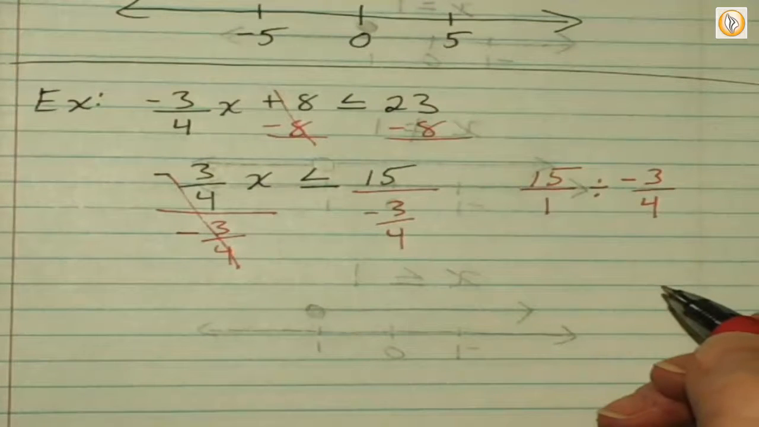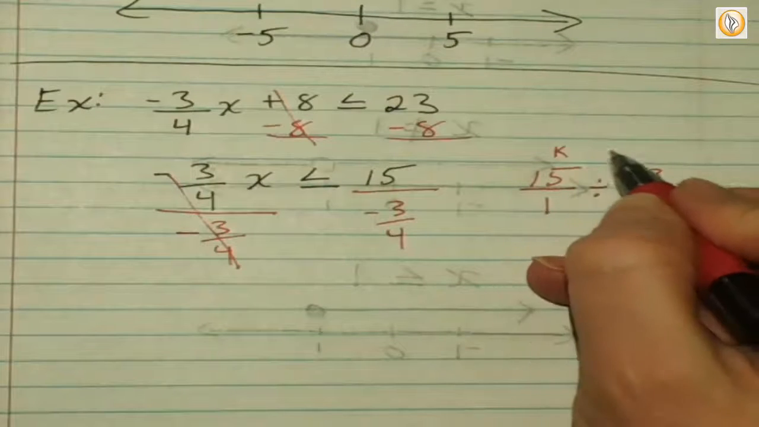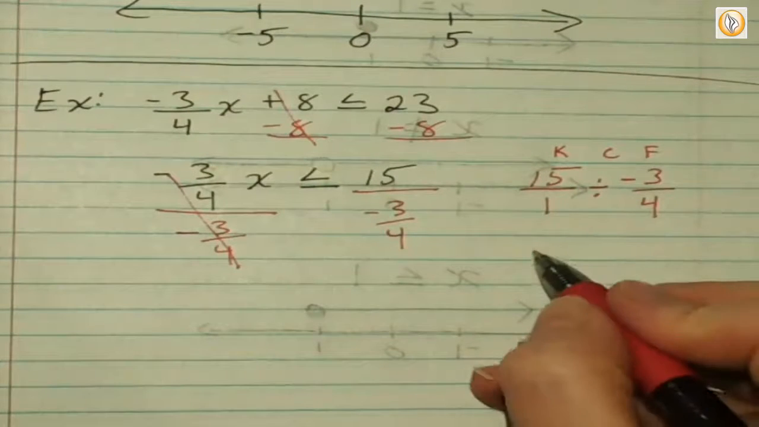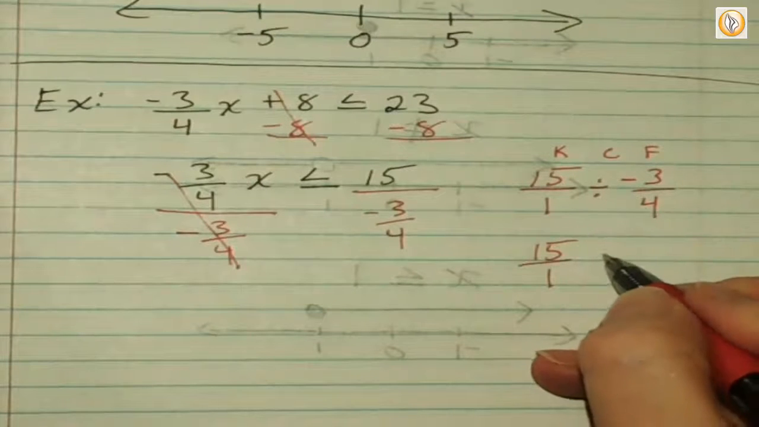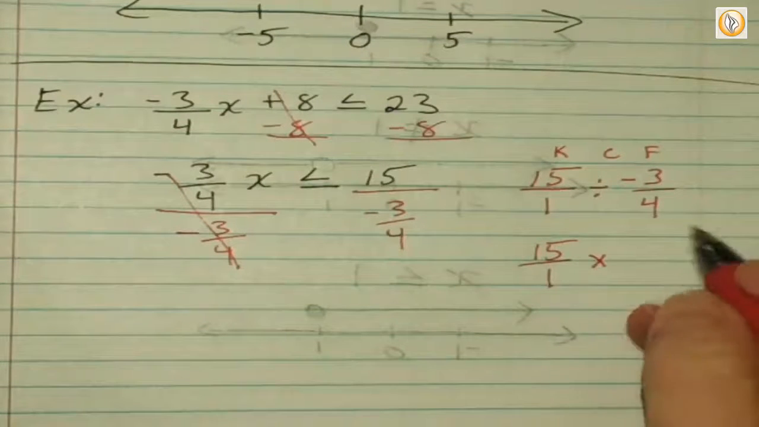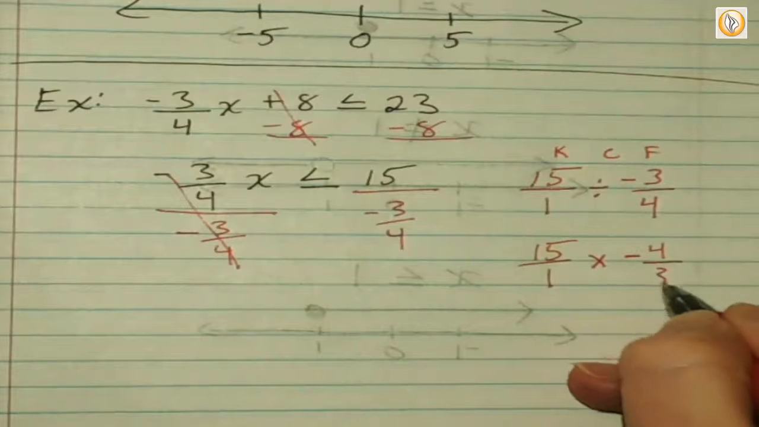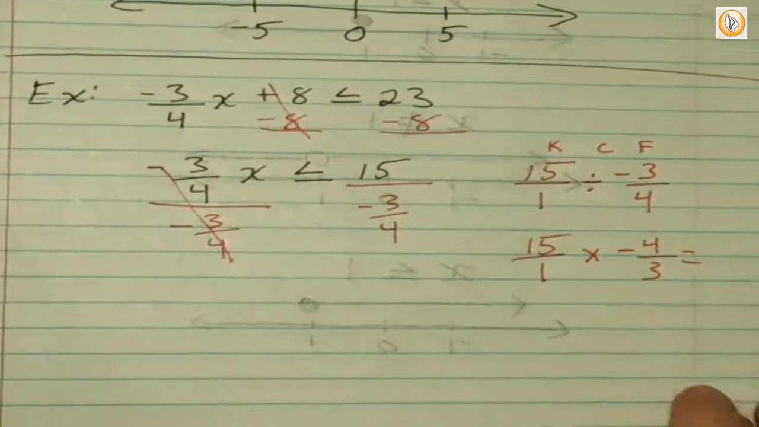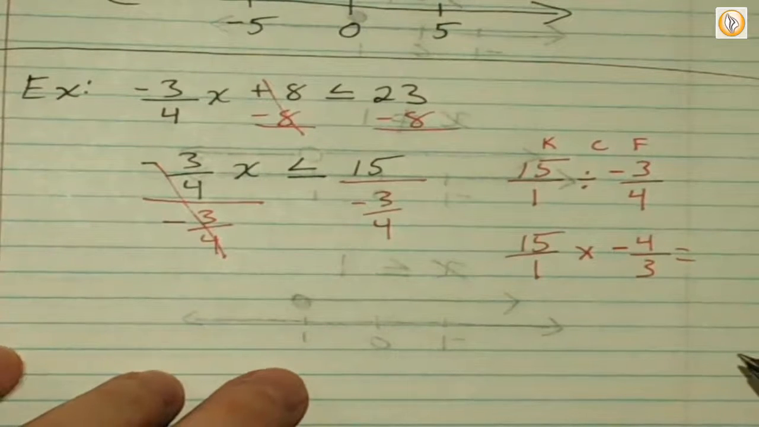So Michaela, how do I divide fractions? Keep, change, flip. So we're going to keep 15 over 1. We're changing the division sign to multiplication, and we're flipping the -3/4. So now it's -4 over 3. And then we multiply across. But can we do any cancellation, Michaela?